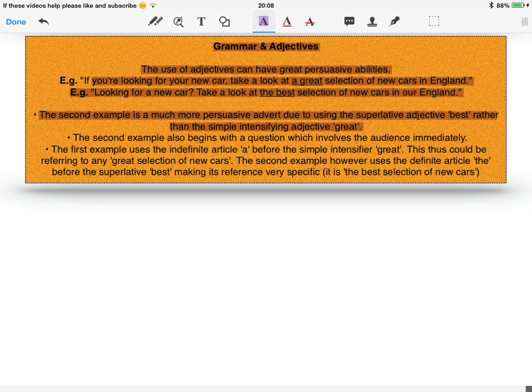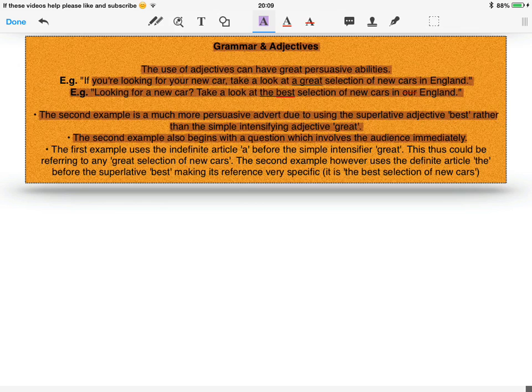A superlative just means there's nothing that can be better than it. And in this we can see that it's the best. And furthermore, the second example also begins with a question which involves the audience immediately.